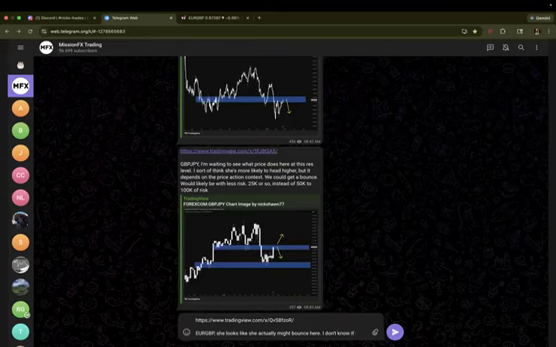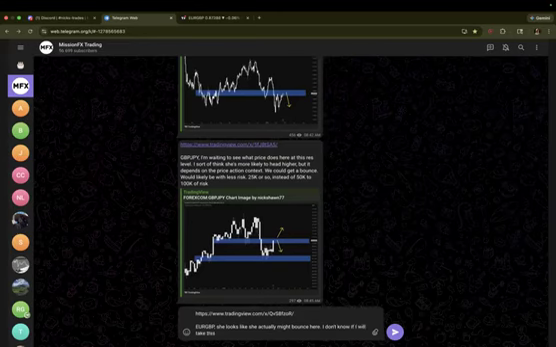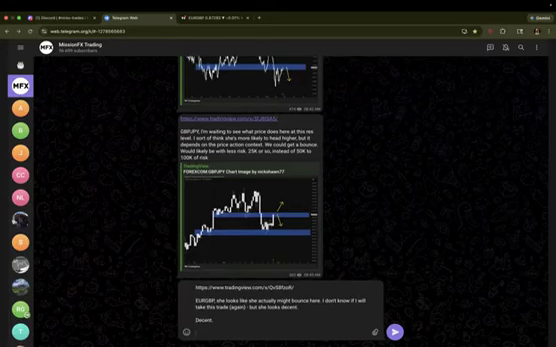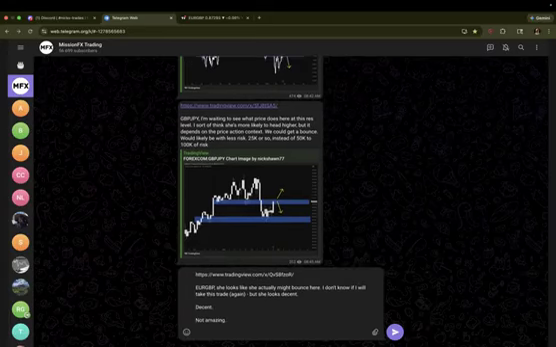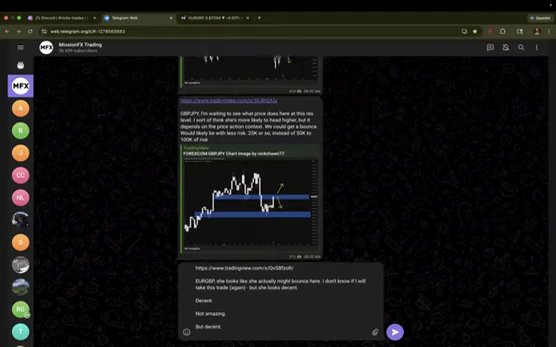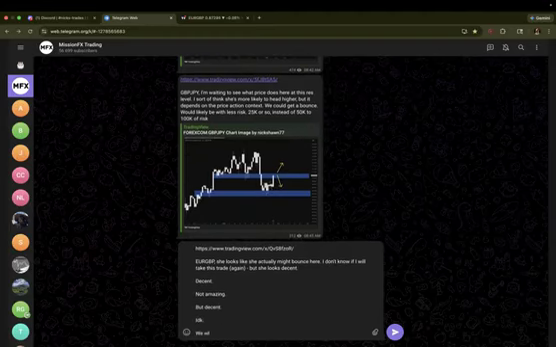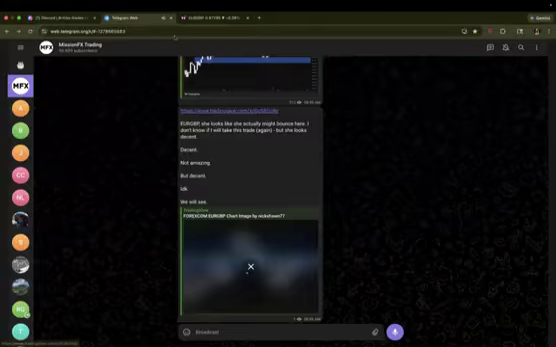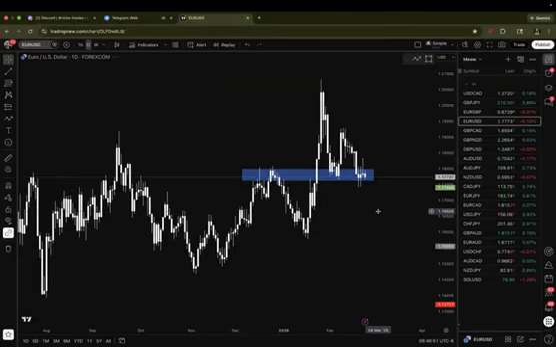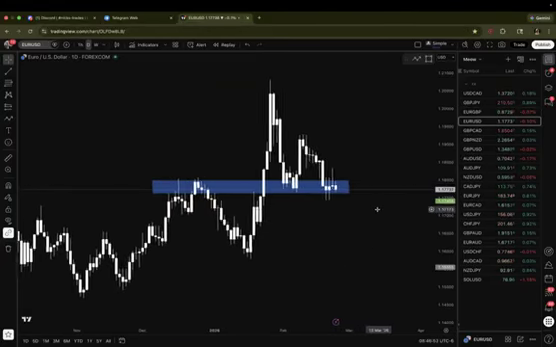Realistically, I don't know if I will take this trade, in parentheses, again, but she looks decent. Decent. Not amazing. Decent. We'll see. Euro USD.